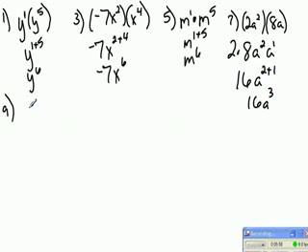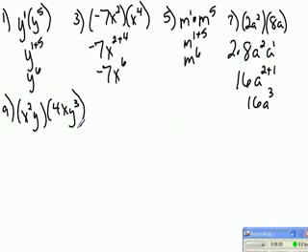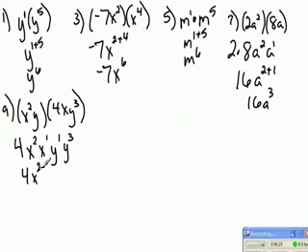On to number 9. X squared y times 4xy to the 3rd. Again, I want to rewrite this. I'm going to put my numbers first. So I have 4, and then I'll put my variables in alphabetical order. So I have an x squared, I have an x to the 1st, a y to the 1st, and a y to the 3rd. So 4, nothing's going to happen. X becomes 2 plus 1, and y becomes 1 plus 3. So 4x to the 3rd, y to the 4th.